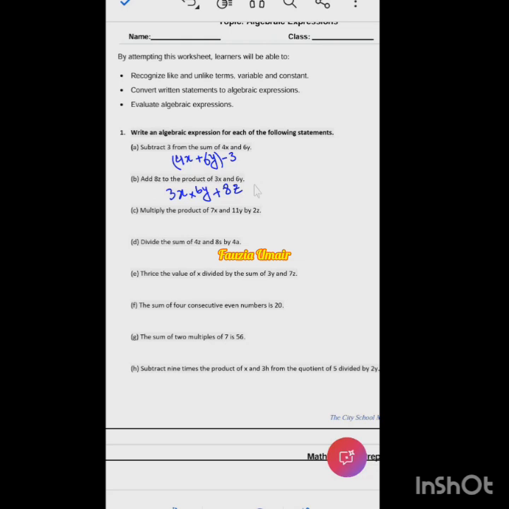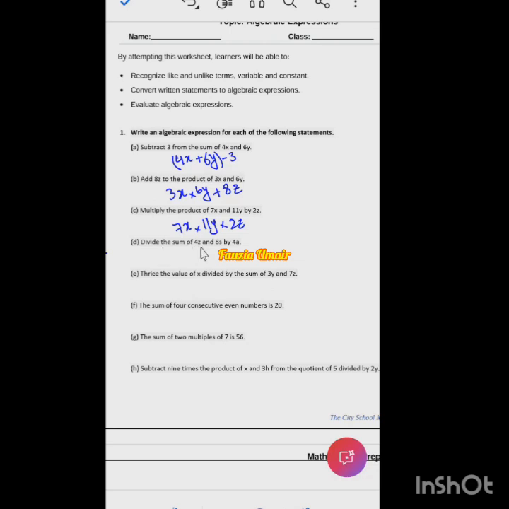Multiply the product of 7x, multiply 11, multiplied by y, multiplied by 2z, right?